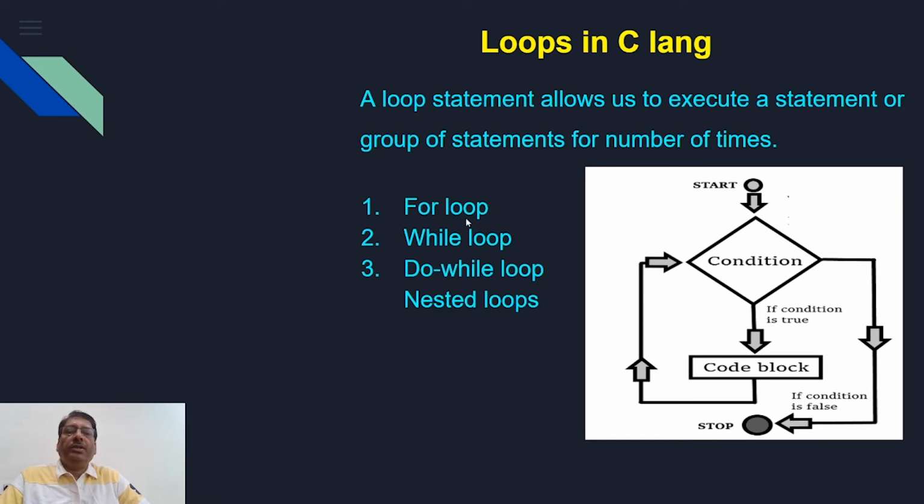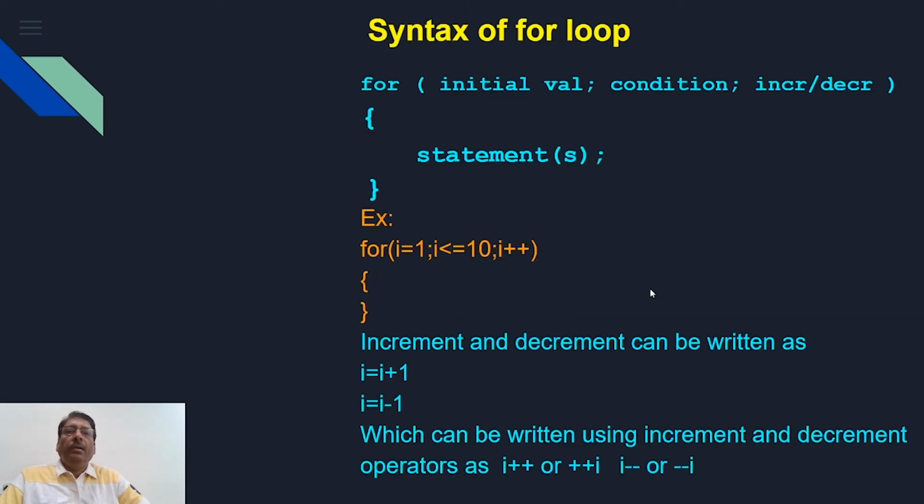Let's try to understand the syntax of each one of these statements. The syntax of the for loop statement can be written as: for, you provide some initial value, then you write a condition, then you write the incrementation or decrementation, followed by the statement or group of statements. If you are going to write a single statement, then you need not make use of these braces. If you are going to write multiple statements, a group of statements, then you have to make it a compound statement by writing these braces.